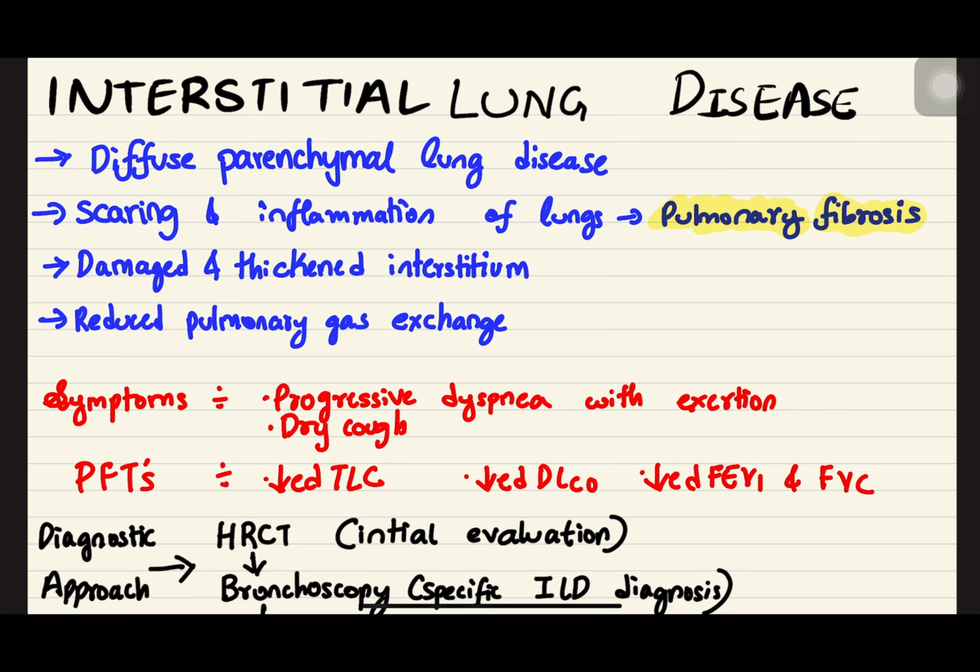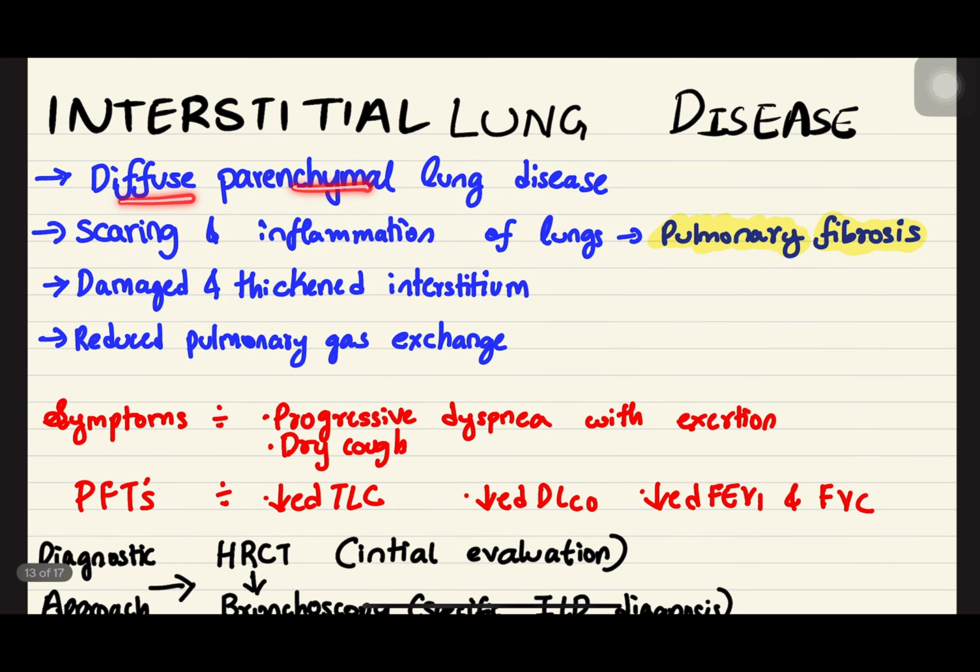Now, let's dive into the topic. First off, what exactly is interstitial lung disease? It is diffuse parenchymal lung disease, meaning it affects the tissue around your lungs. Think of the interstitium as the supportive framework around your air sacs. When it gets scarred and inflamed, it leads to pulmonary fibrosis. This damages and thickens your lung walls, making gas exchange way harder. It leads to reduced pulmonary gas exchange.